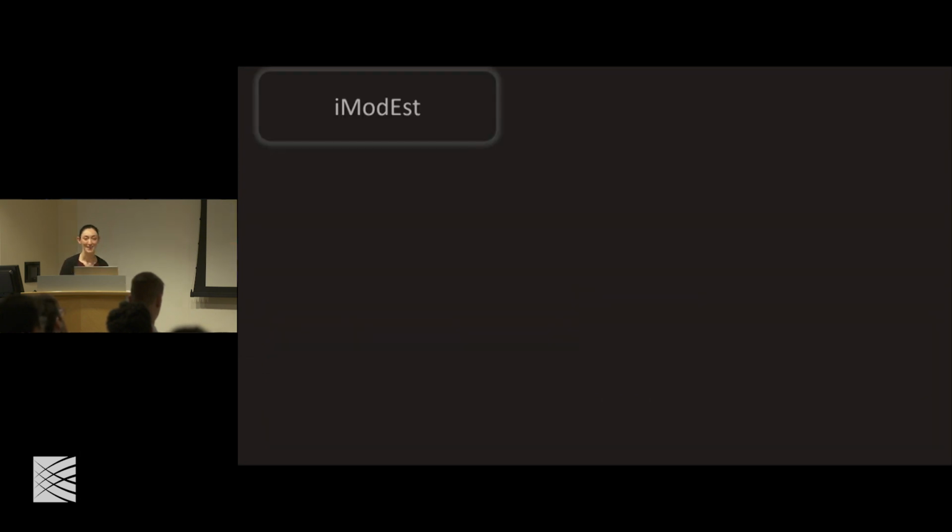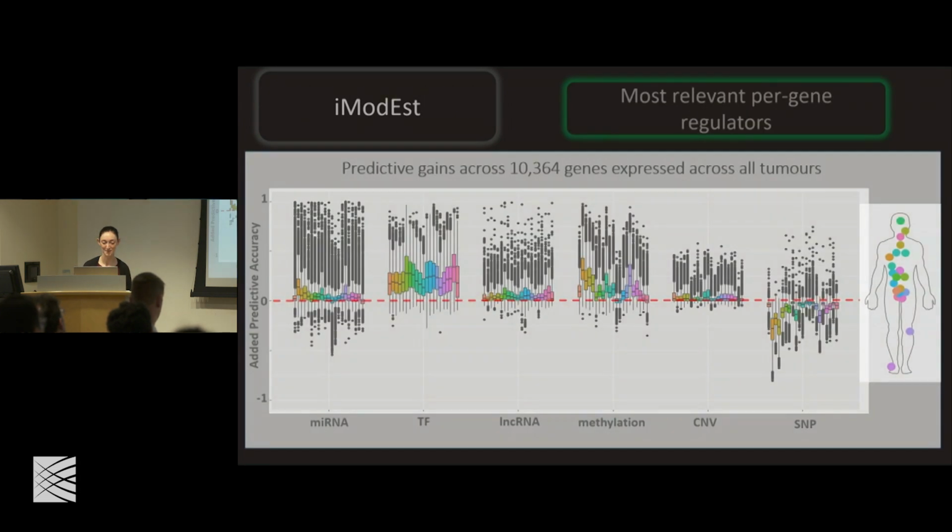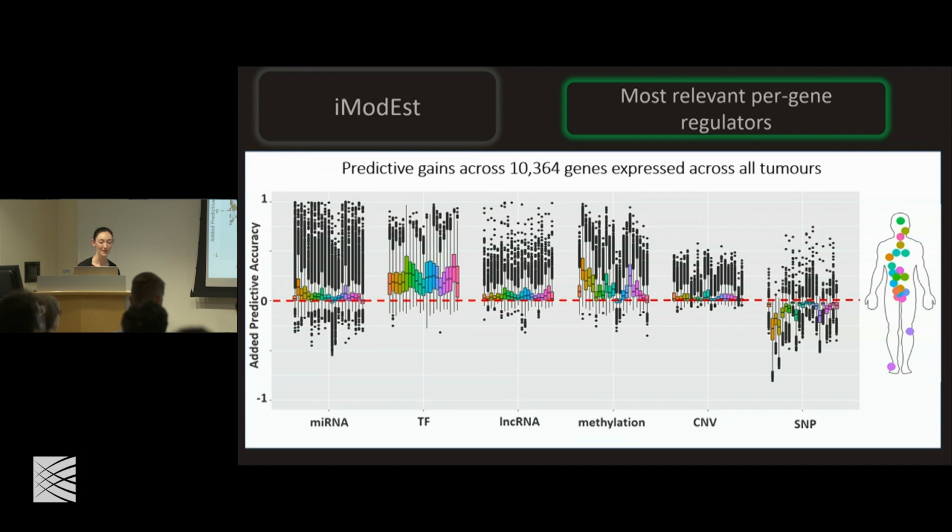So now let's look at what this exercise actually produced in terms of results. I'm only going to talk about, again, these most relevant per gene regulators, but Anna will go more in depth about other results we were able to get from this analysis. First, just to orient you here, what we have on the y-axis is the added predictive accuracy.